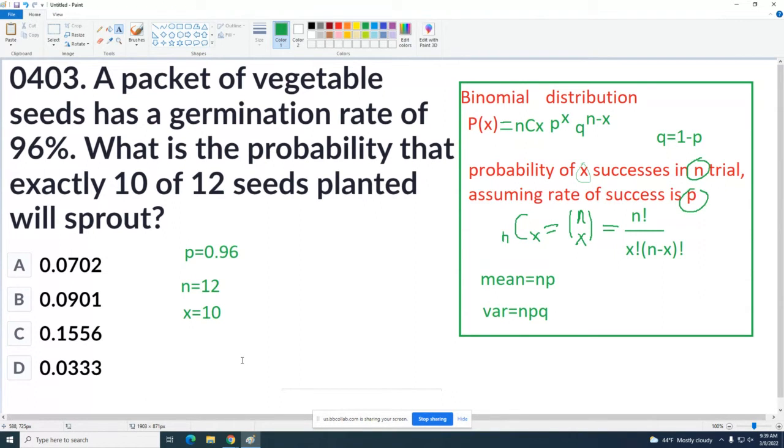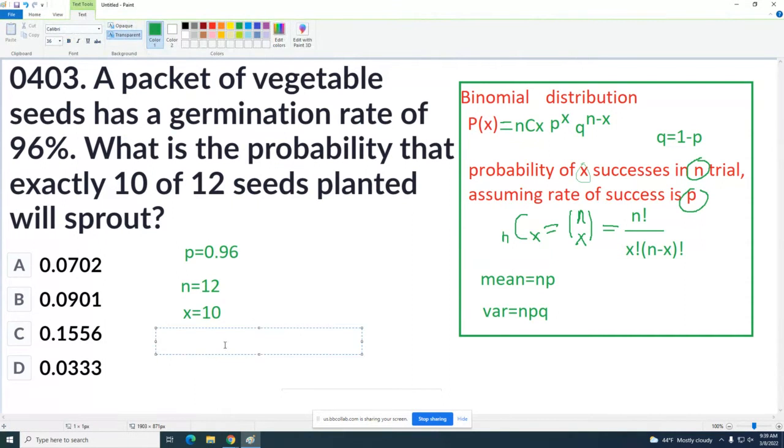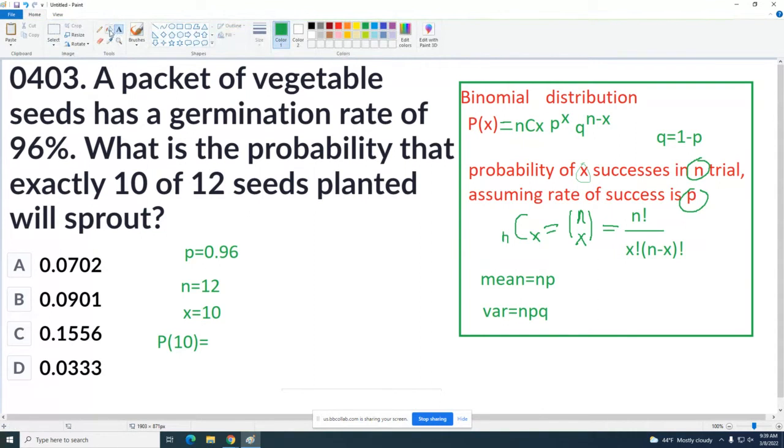So in our case, let's calculate. If we're calculating this by hand, we're really calculating P of 10. So we need to calculate 12C10 times P, which is 0.96, to the power of 10, and 0.04 to the power of 2, because you see N minus X, 12 minus 10 is 2, so that's that number. So in this whole calculation, the first thing you have to know is 12C10.